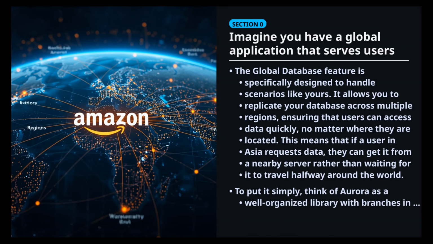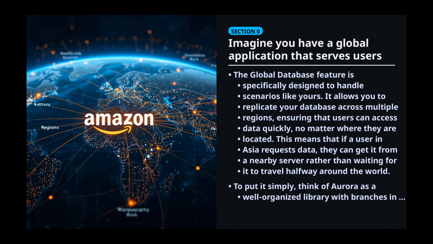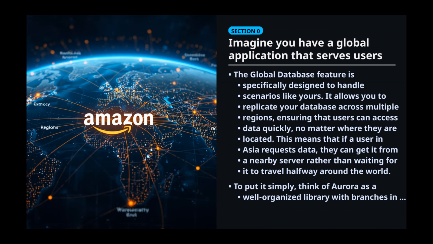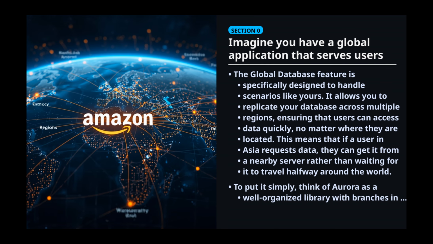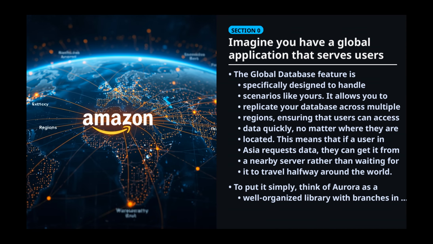The global database feature is specifically designed to handle scenarios like yours. It allows you to replicate your database across multiple regions, ensuring that users can access data quickly, no matter where they are located. This means that if a user in Asia requests data, they can get it from a nearby server, rather than waiting for it to travel halfway around the world.